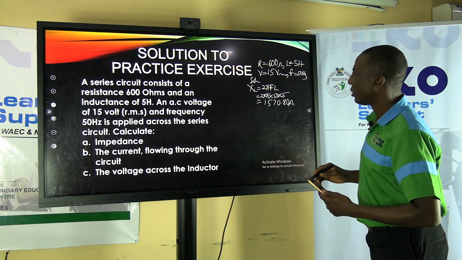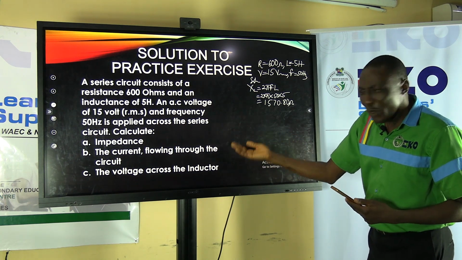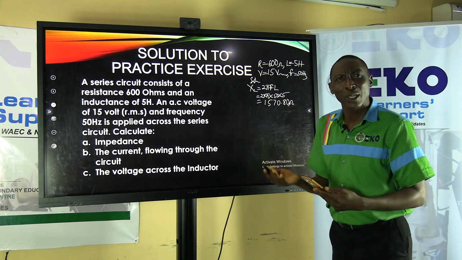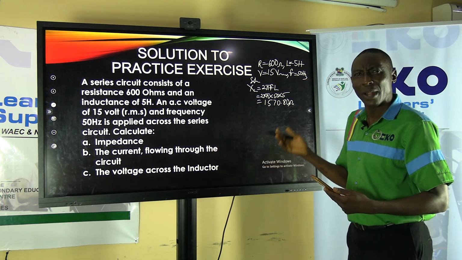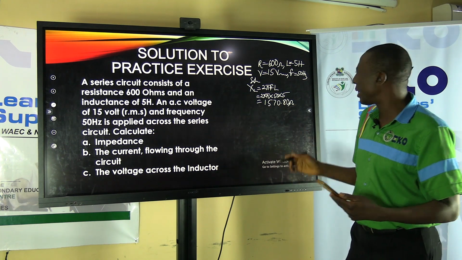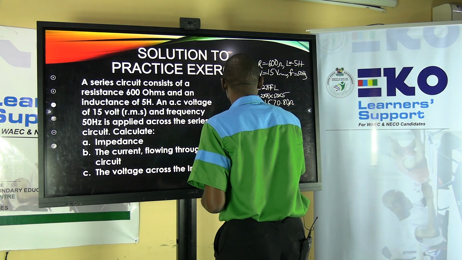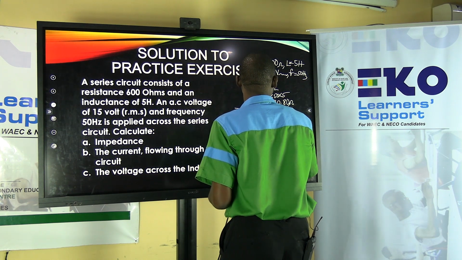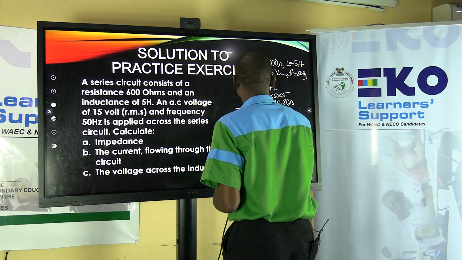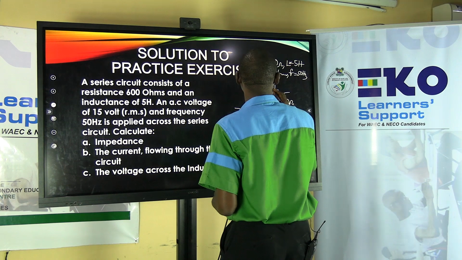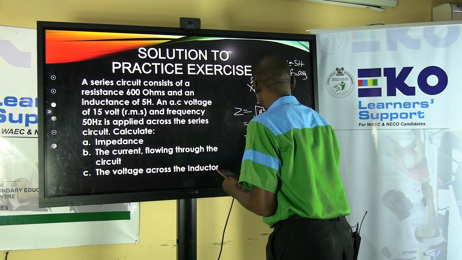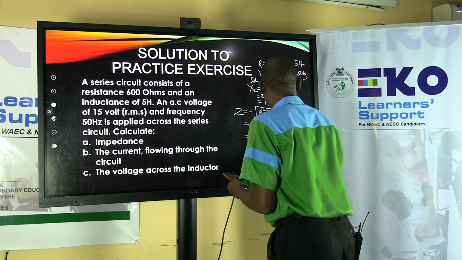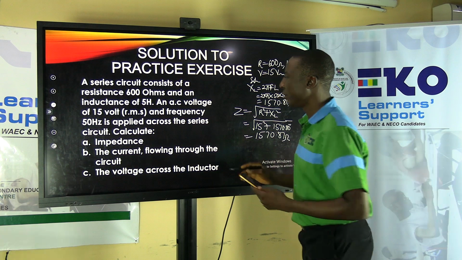Now we cannot calculate the impedance without it, because the impedance is given as the square root of R squared plus inductive reactance squared. So formula: impedance Z equals square root of R squared plus X subscript L squared. So what is our R? The impedance is 1570.87 ohms. We have done the impedance.